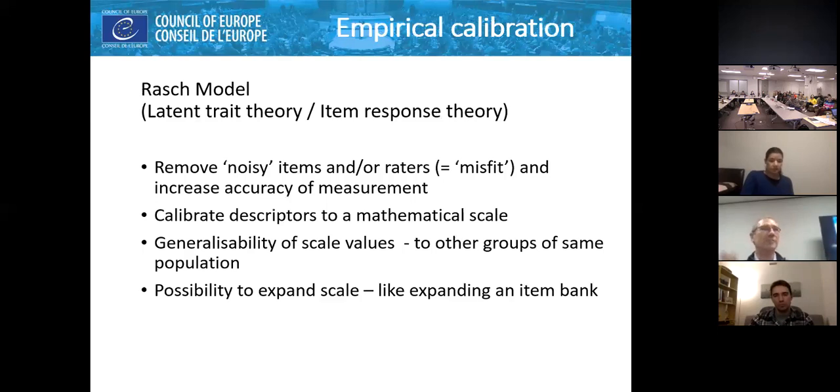So if you do an experiment and you develop something in relation to a group of students of French, then you can generalize this to other groups of students of French, provided they form part of the same cohort in some way. So for example, inside Canada or inside English-speaking countries, it will be reasonable to generalize. And then there are ways of testing whether that's true. And then finally, you can expand the scale. You can expand your scale of, in our case, descriptors, like you would expand an item bank for a testing model.